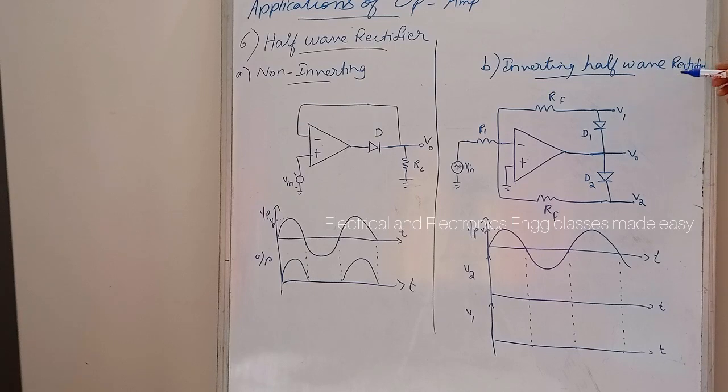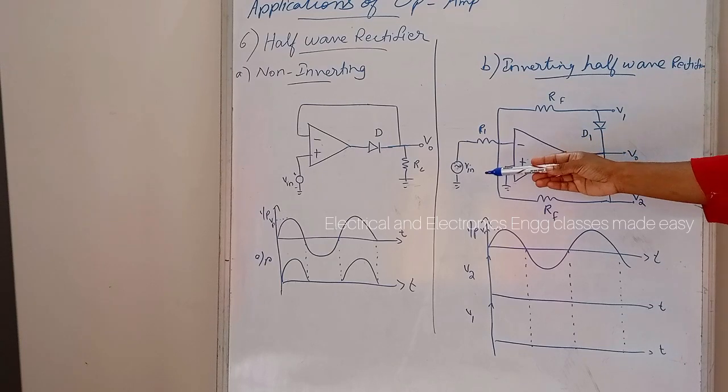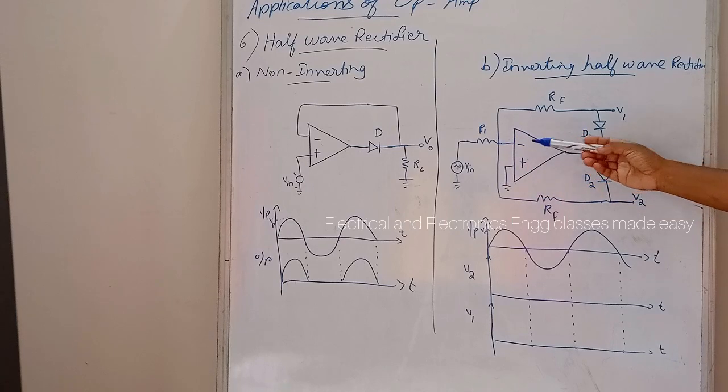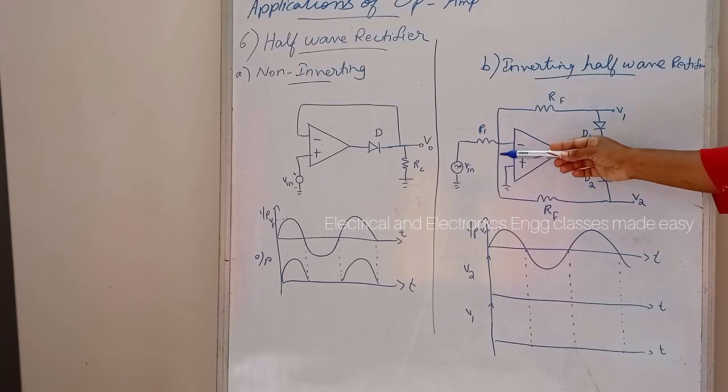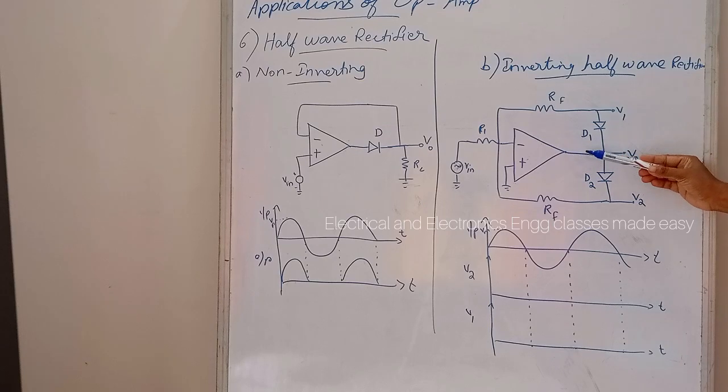Next is the inverting half-wave rectifier. This is the circuit diagram for the inverting half-wave rectifier. It consists of two diodes, and here the input signal is applied at the inverting terminal. When Vin is positive, what happens? V0 will be negative.